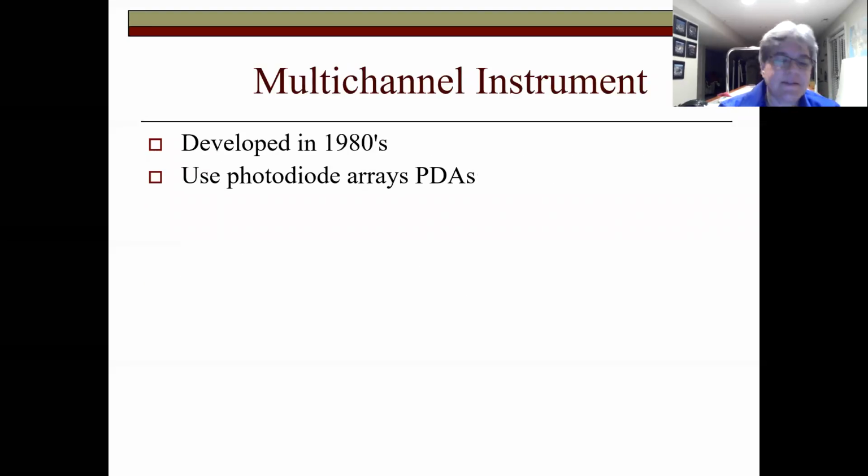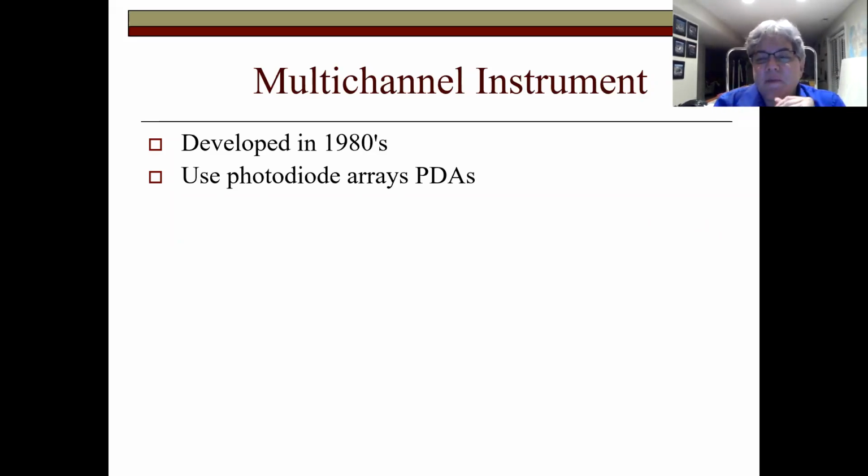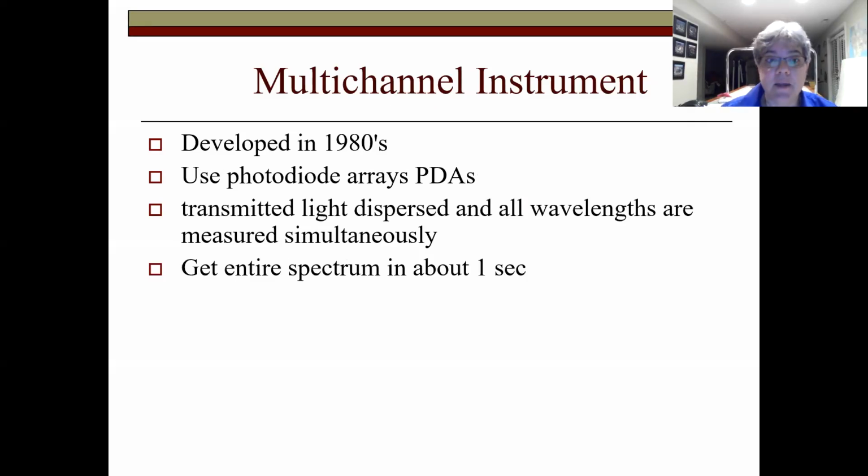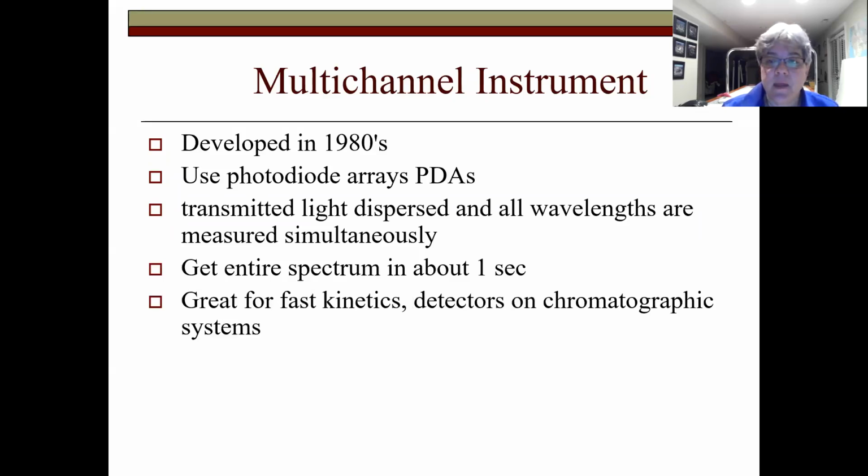Okay, now we'll look at the last type of instrument. These are what we call multi-channel. And these are no longer new. They've been around since the 1980s, but this is where we're going to use that PDA detector. So remember, what this detector can do is we can measure all the wavelengths of light at the same time. And we can get the whole spectrum in less than a second. And this is very common if you're needing to study the kinetics of reactions, or if it's a detector for a chromatographic system where you need to measure everything very quickly.